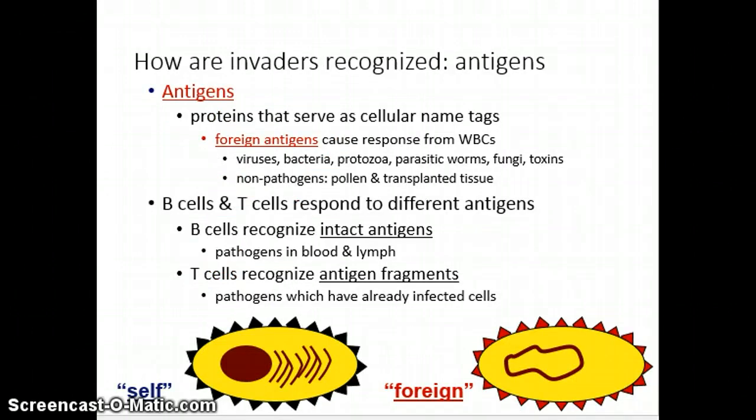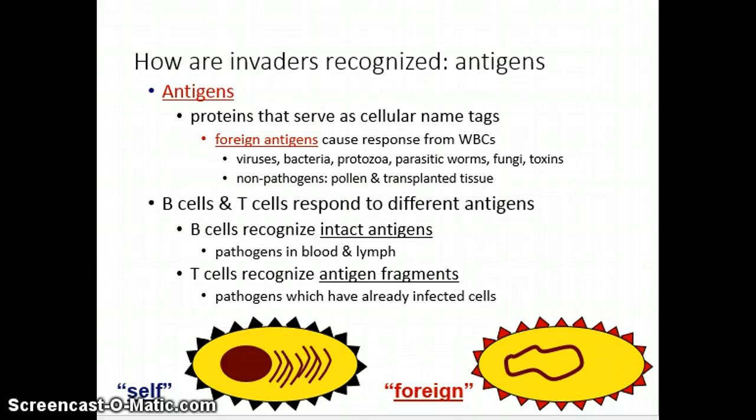So how are invaders recognized? Through these antigens. These antigens are proteins that serve as a name tag. They're found on the outside of a cell, and they're the calling card or name tag of that cell. So foreign antigens cause a response from our immune system. Again, they can be viruses, bacteria, protozoa, parasitic worms, fungi, toxins, even pollen, or tissue that is not normal to self, which would be some sort of transplanted tissue.